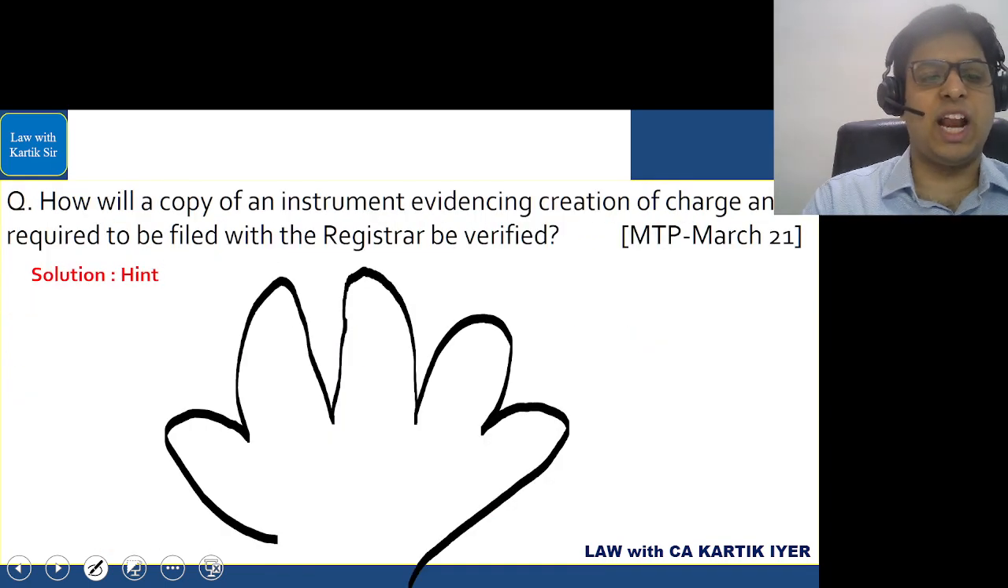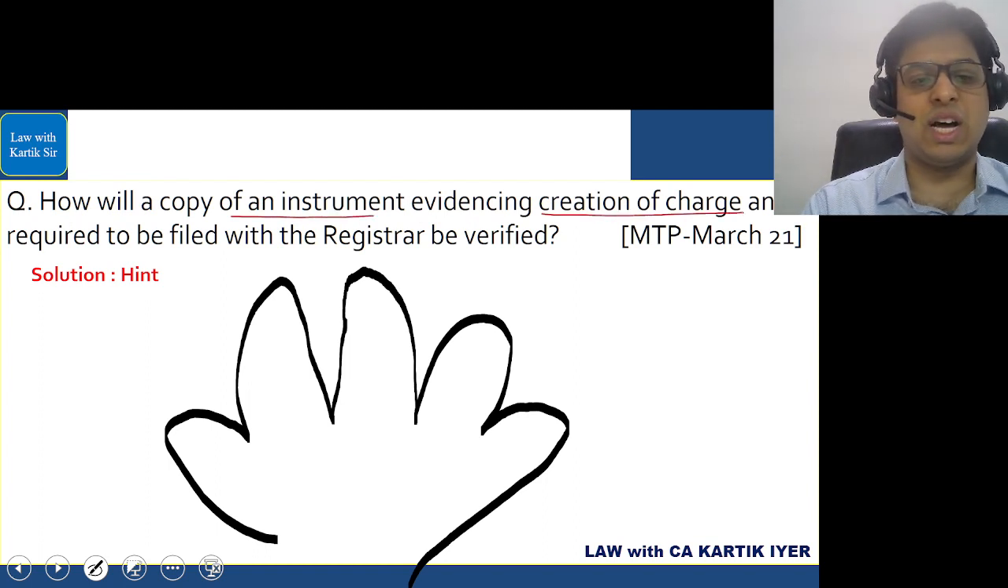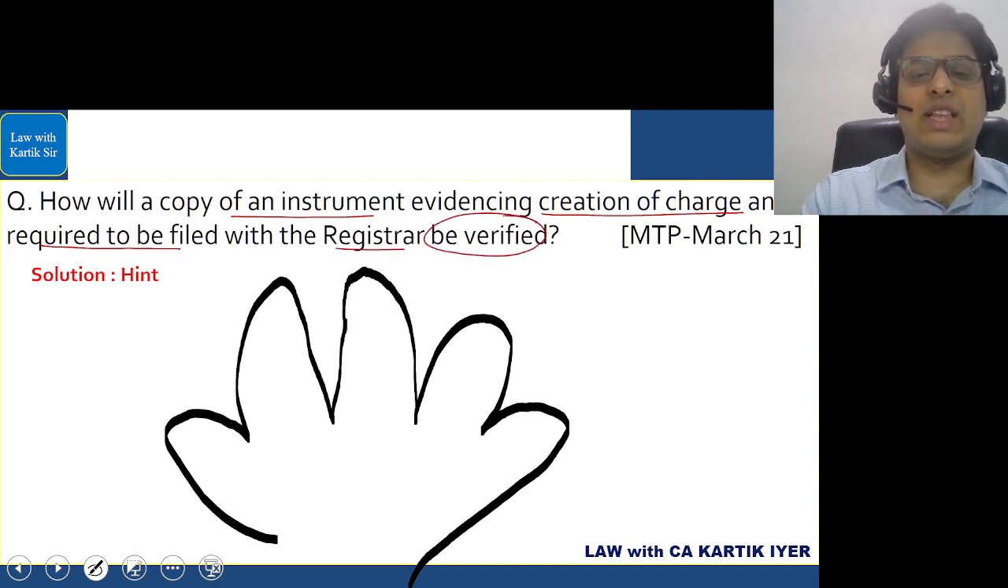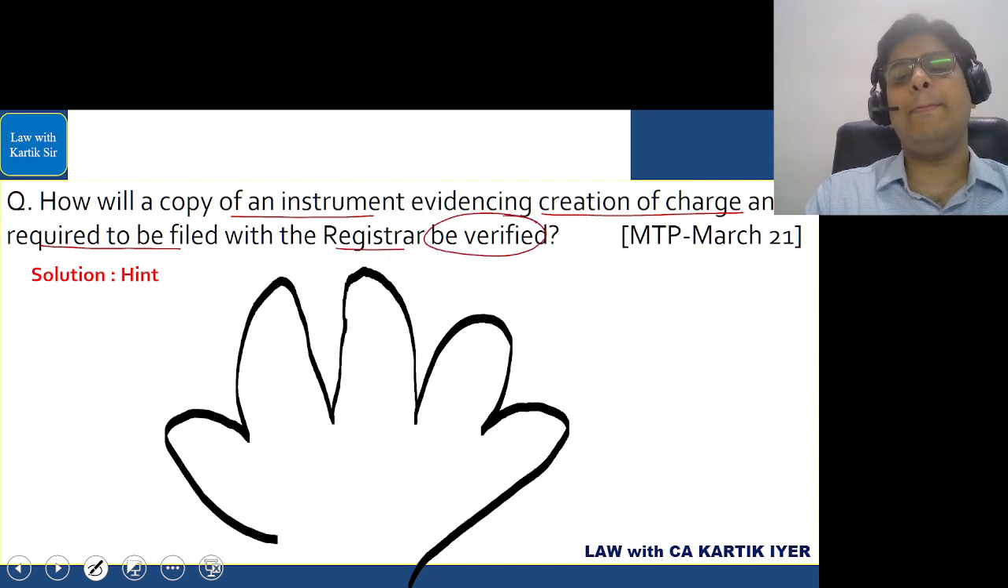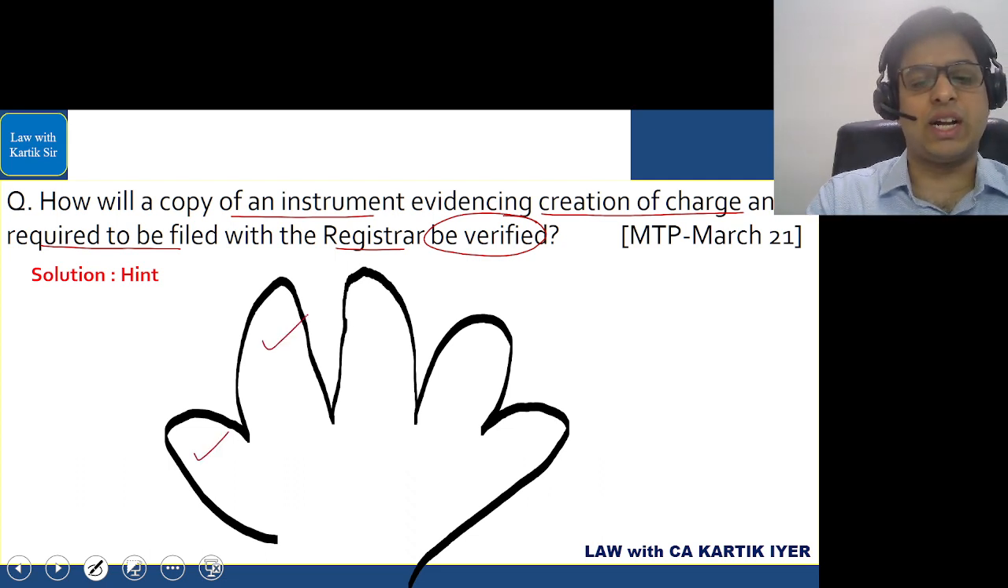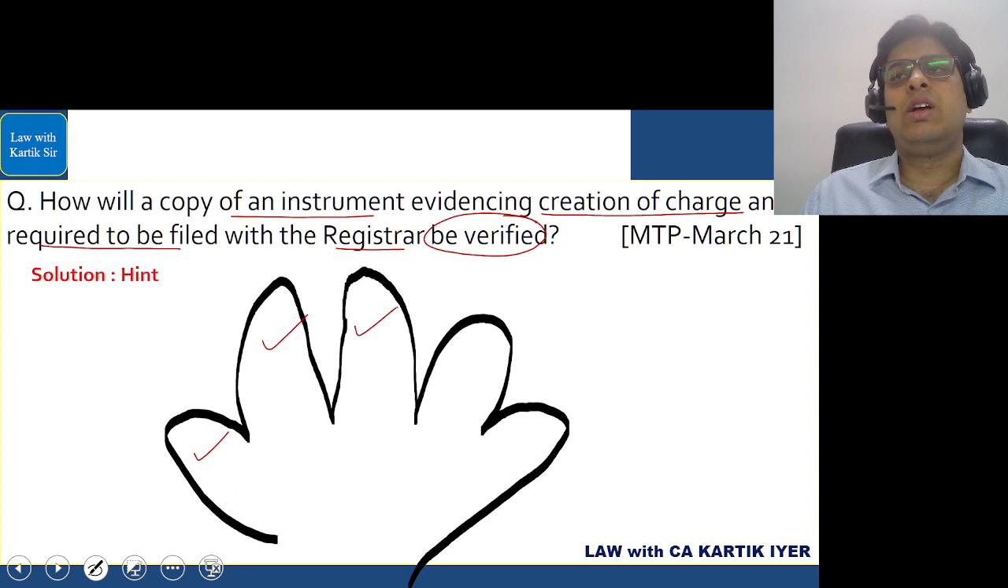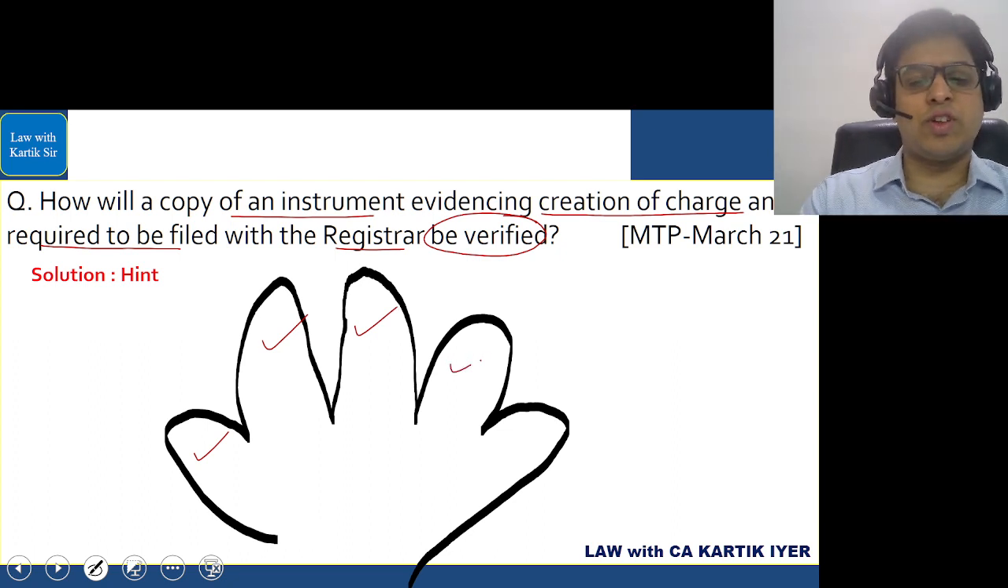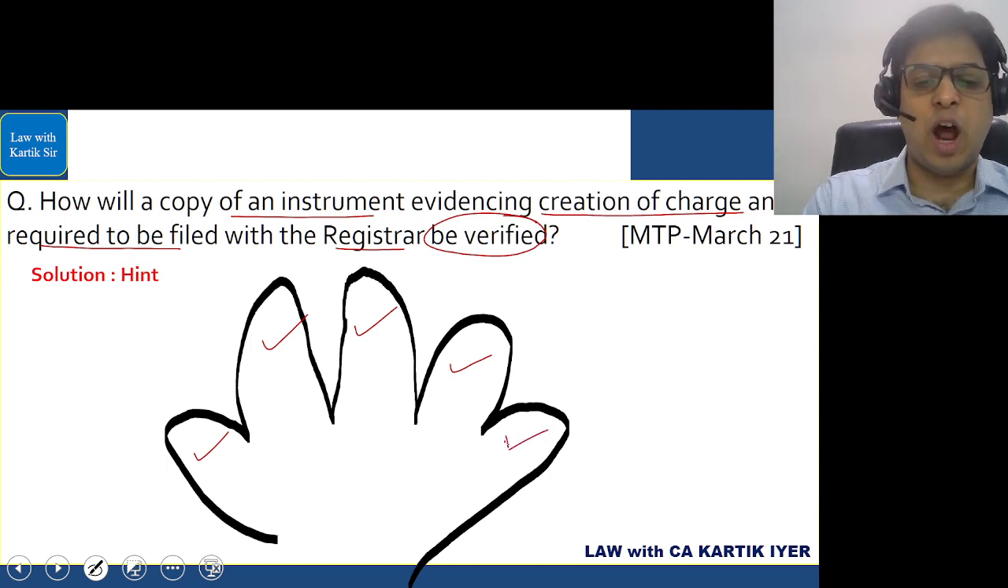Look at this question, see, direct question. How will a copy of an instrument evidencing creation of a charge and required to be filed with the ROC be verified? Who will verify that the charge is required to be created on this particular property? So who will verify it? Again, I told you the same thing, that is the seal of the company, hand of the director, hand of the company secretary, authorized officer of the charge holder, and the final will be a person who is interested in the mortgage. Simple. This is for outside India.